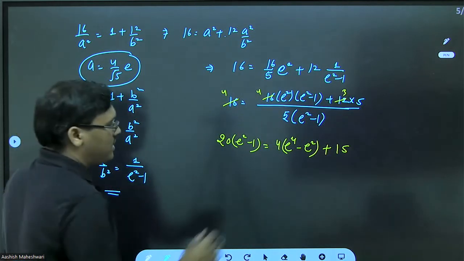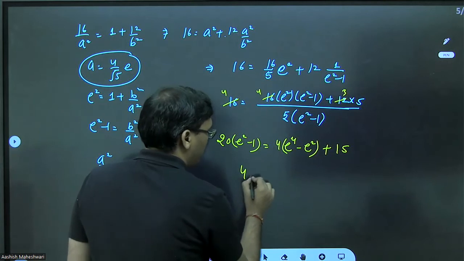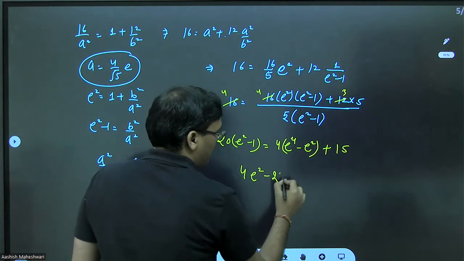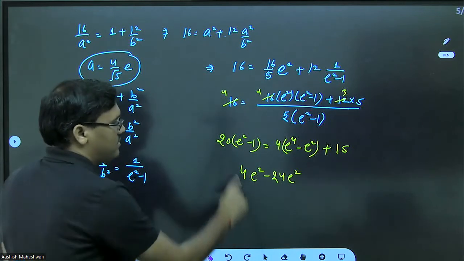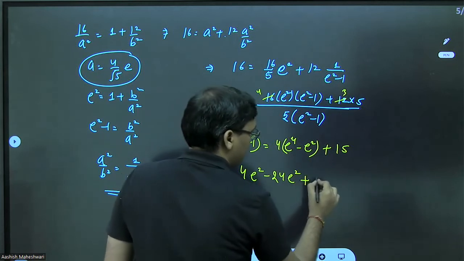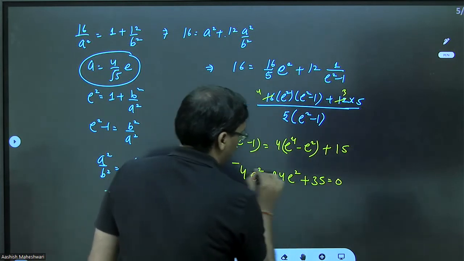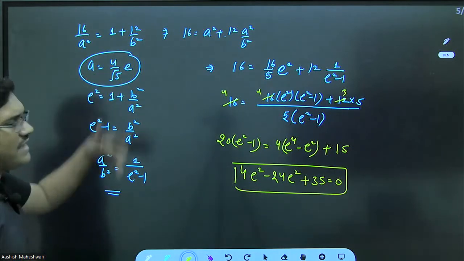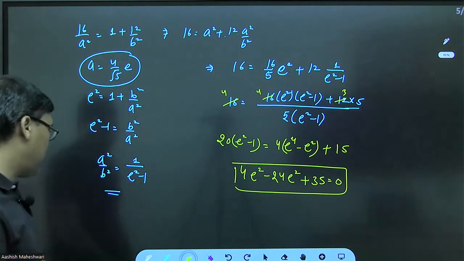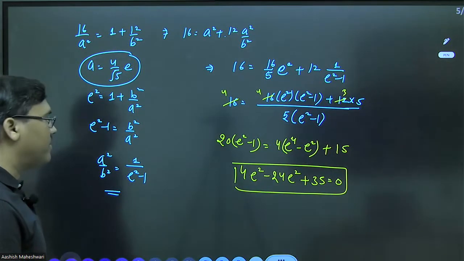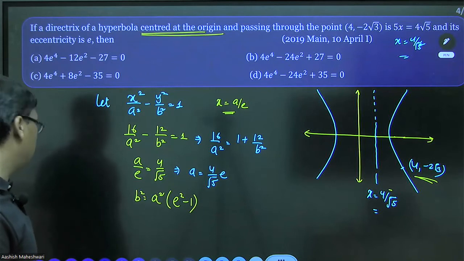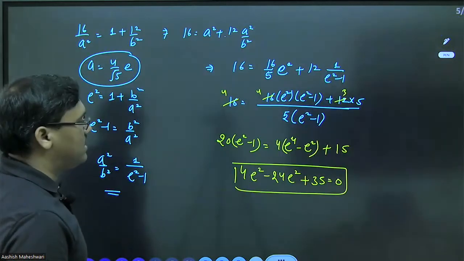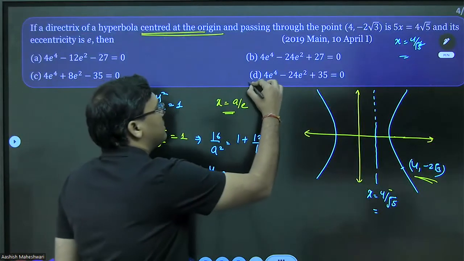I hope this is clear. So now you can just arrange this. 4e raised to 4 minus 4e square minus 20e square, that is minus 24e square, minus 20 plus 15, which is 35, equal to 0. So this is the relation in e. e satisfies this condition. So the question was easy. The only thing is you have to just eliminate a and b. So what is the correct answer? You can just check this. We have 4e raised to 4 minus 24e square plus 35. That is option D is the answer for this question.